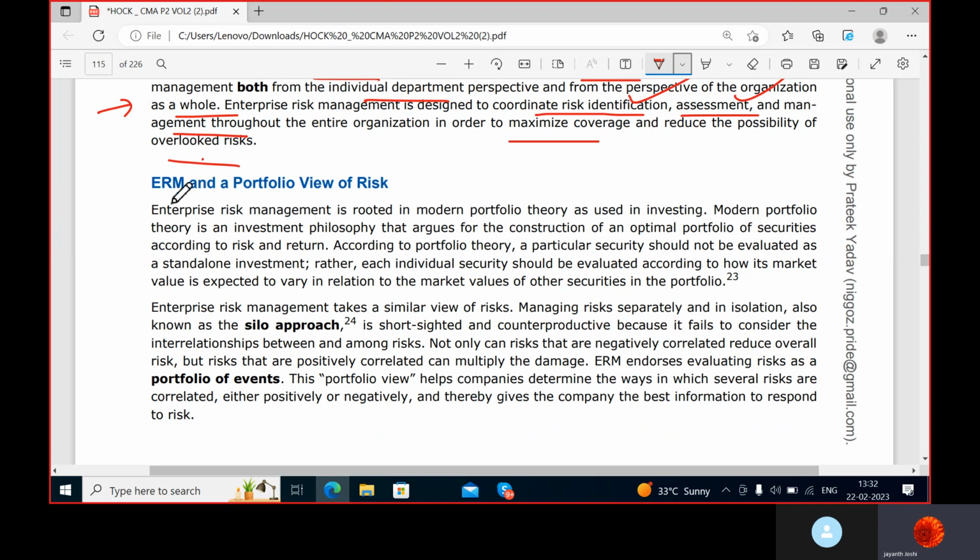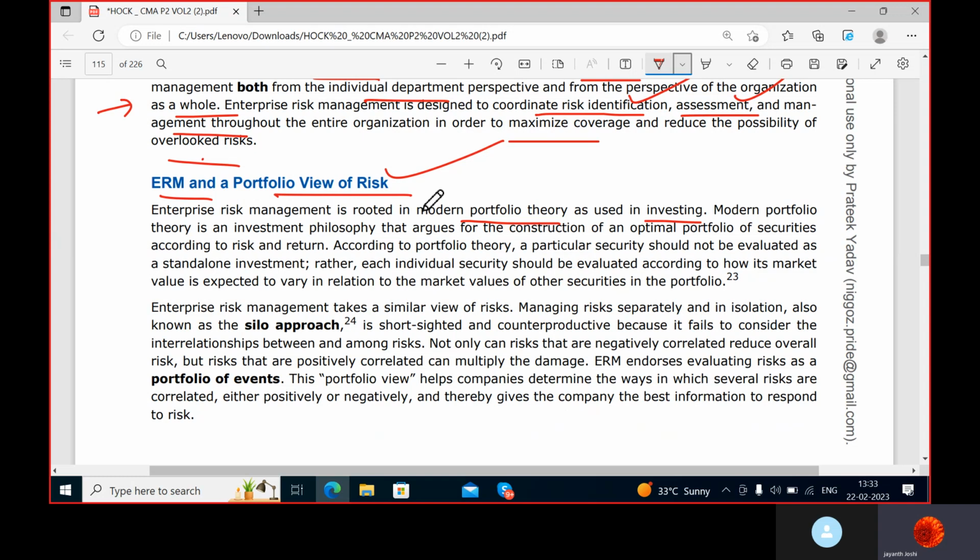Now, ERM and a portfolio view of risk. Enterprise risk management is rooted in modern portfolio theory as used in investing. Portfolio is nothing but, instead of investing your money in one single stock or picking one company for your investment, it is always better to invest in 2 or 3 securities. Don't put all the eggs in one basket. This example I've given a number of times. Why? Because there's a high risk.